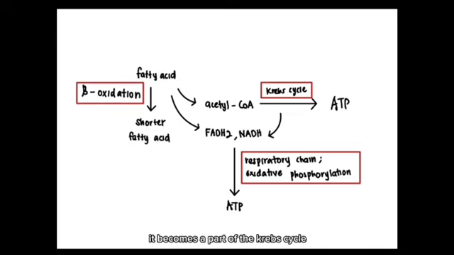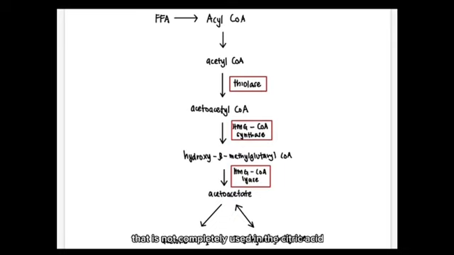Rather, it becomes a part of the Krebs cycle, which is the citric acid cycle, and aids in the synthesis of reducing equivalents such as NADH and FADH2. The liver uses extra acetyl-CoA that is not completely used in the citric acid cycle for ketogenesis. As a result, acetoacetate and beta-hydroxybutyrate, two types of ketone, are produced and released into the bloodstream.